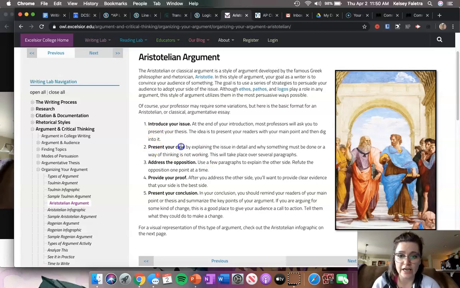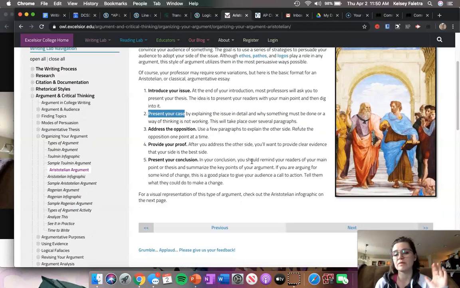Then you present your case by explaining the issue in detail, right? So you move beyond the background information, why something must be done or why a way of thinking isn't working, and this is your body. Okay, so it may be 1, 2, 3 body paragraphs. It's up to you and the particular issue you're addressing.